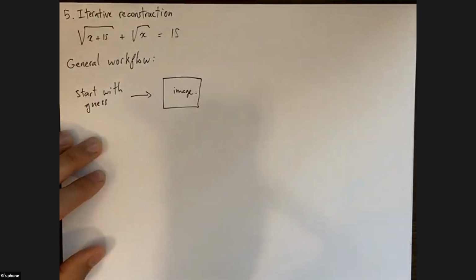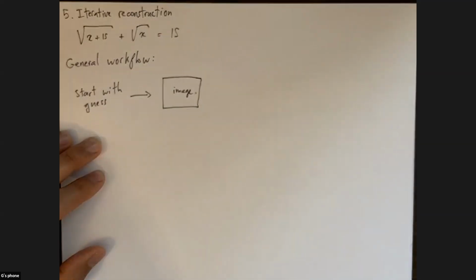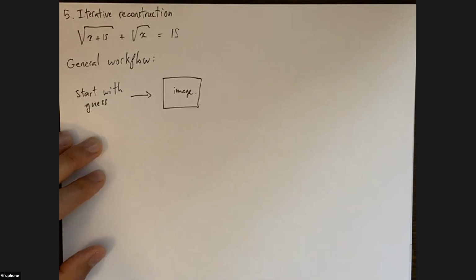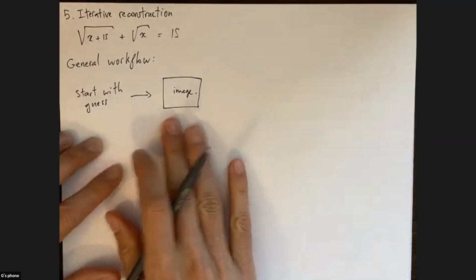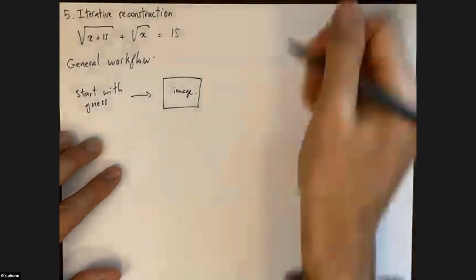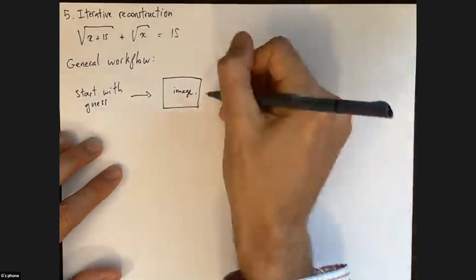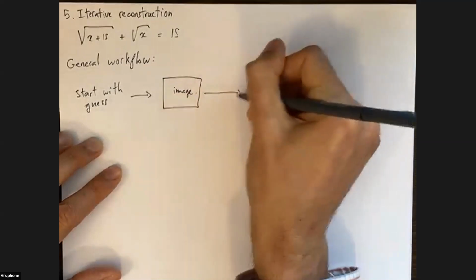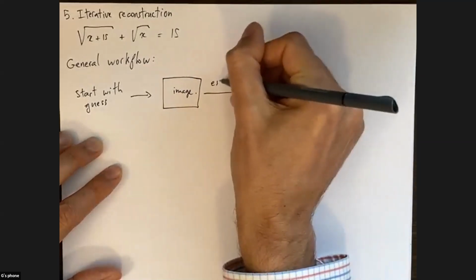Typically for the guess, we will start with a uniform image that's just filled with a constant value. It could be ones, for example, or it could be zeros. But we'll start with a constant image. That means we make no prior assumption about the image. We'll just say it's a blank image, and we're going to test it and see if it matches the measured data. So the idea is that we can take this image and then we can estimate the projections.